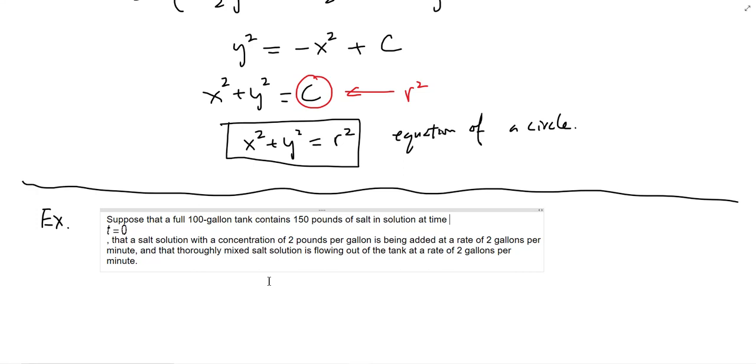Now a salt solution with a concentration of 2 pounds per gallon is being added at a rate of 2 gallons per minute. And then after being fully mixed, the solution flows out of the tank at 2 gallons per minute. Notice the important part here is that a solution is coming in at 2 gallons per minute, but at the same time, a solution must flow out of the tank at 2 gallons per minute. In that way, it will maintain the volume of the tank at 100 gallons. So essentially, this is what this scenario describes.